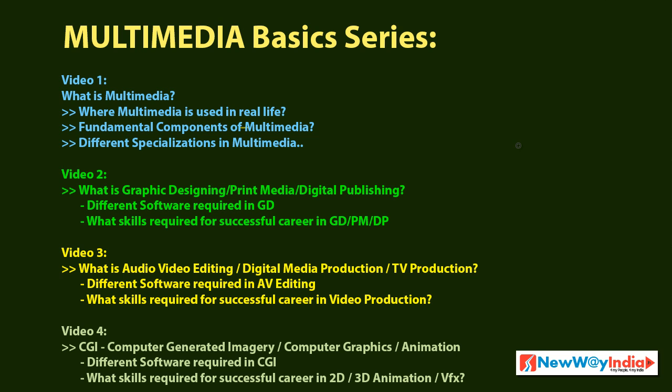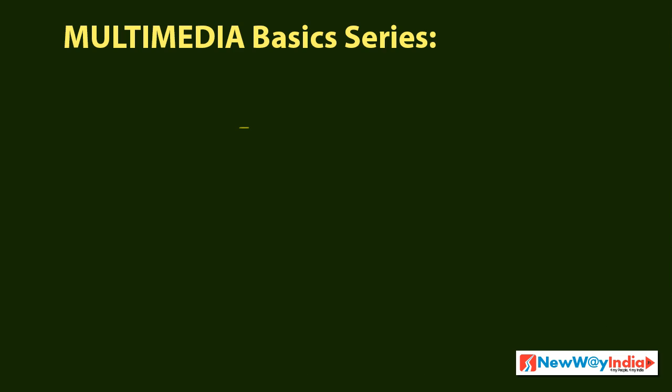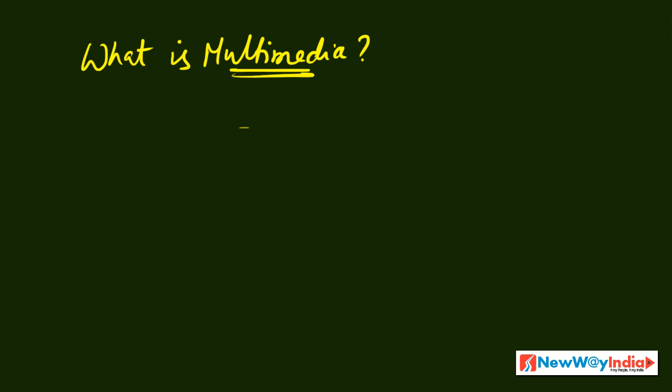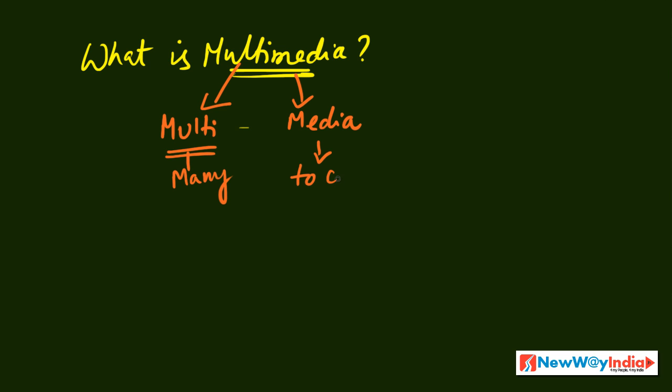In the first video we'll learn what is multimedia. That is the fundamental question. The first question is, what is multimedia? It mainly has two words: one is multi and one is media. Multi means many. Media means to communicate. So many medias are useful to communicate. That is what multimedia is.